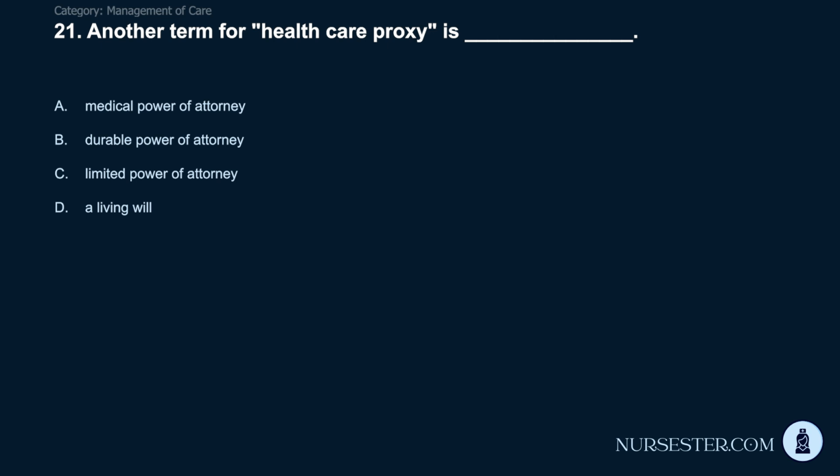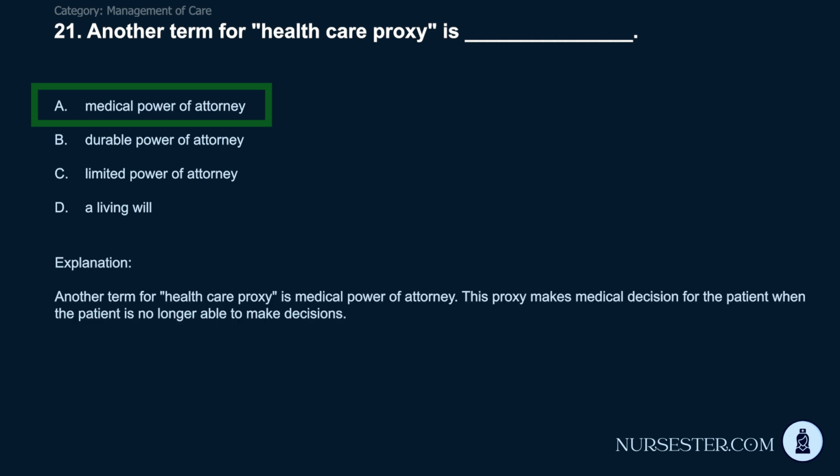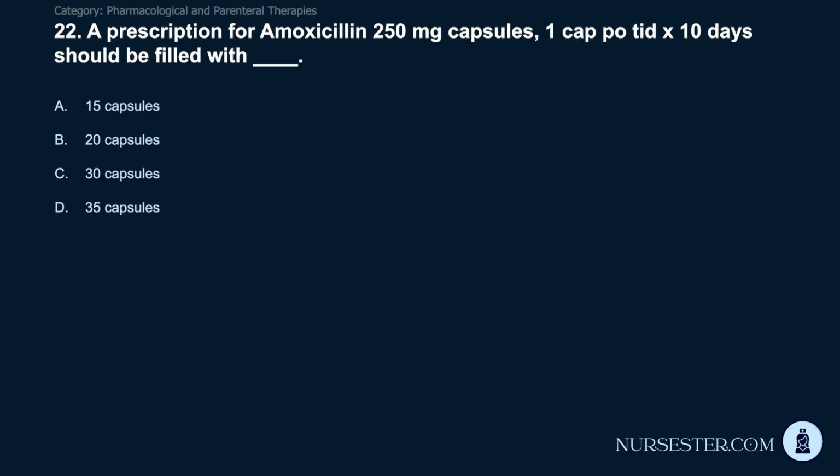21. Another term for healthcare proxy is A. medical power of attorney. B. Durable power of attorney. C. Limited power of attorney. D. A living will. Correct answer, medical power of attorney. Another term for healthcare proxy is medical power of attorney. This proxy makes medical decisions for the patient when the patient is no longer able to make decisions.